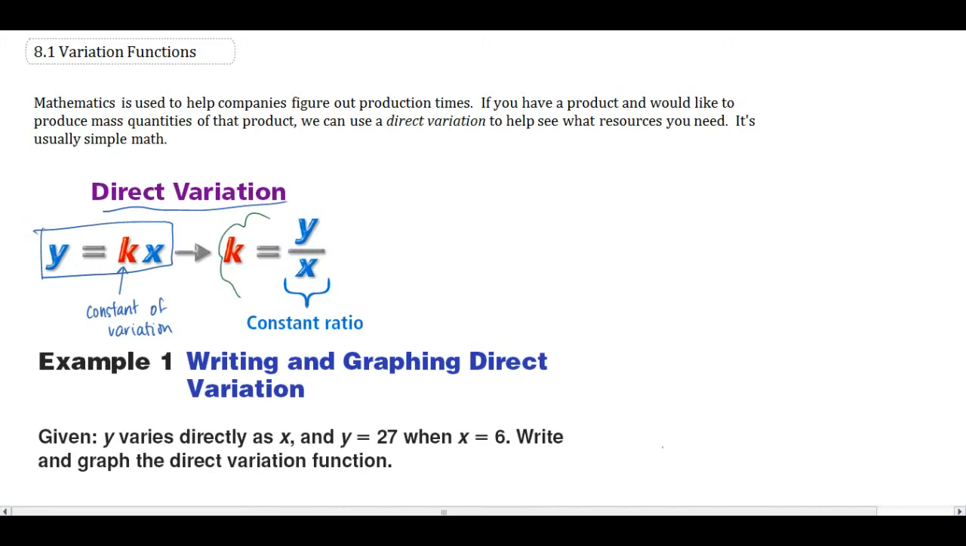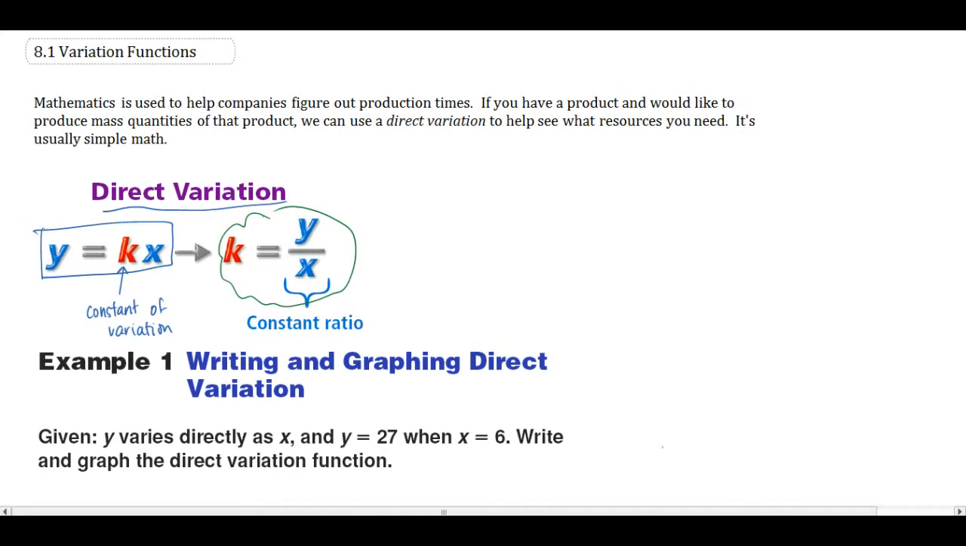But for now, you have to remember two things, really. Number one, if you hear the words direct variation, you will use that equation. And number two, you usually want to solve for k, because k is actually a number. It's constant, and it's different in different problems, just like slopes are different in different lines. So let's go ahead and do an example.